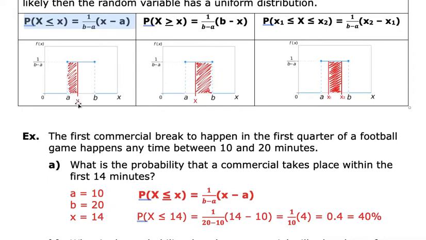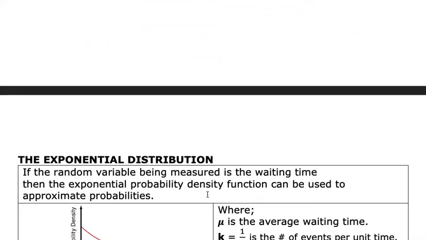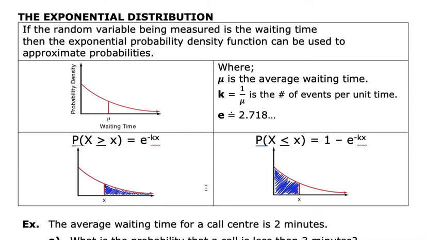So here our value is 14, and A is 10 because that's the lowest possible value we could have for our time. It could be at exactly 10 minutes. So substituting into our formula, that is 14 minus 10 for this side here, and the vertical component is 1 over 20 minus 10, which is 1 over 10 for the height, and we get our probability. So that being said, we're going to move forward to a different type of probability called the exponential distribution.